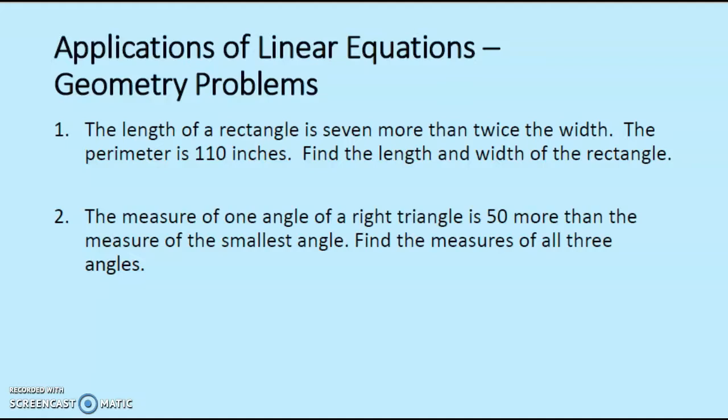For the first problem, we'll look at a perimeter of a rectangle. The length of a rectangle is 7 more than twice the width. The perimeter is 110 inches. Find the length and width of the rectangle.